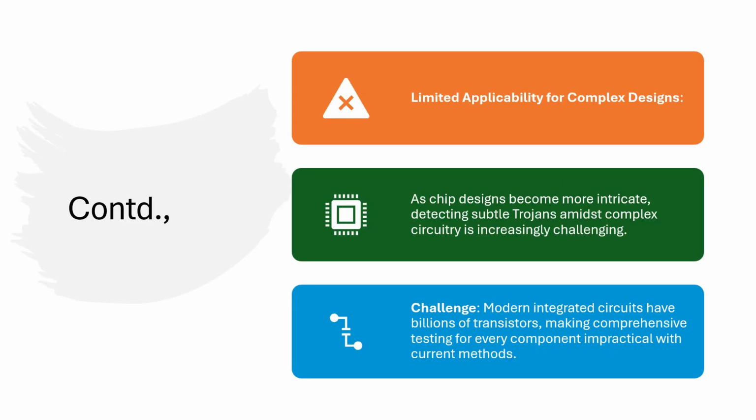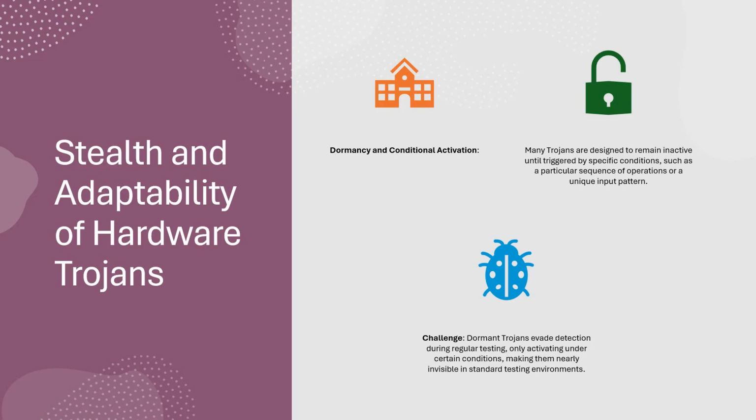Limited applicability for complex designs is the next challenge that we have. Chip designs are becoming more and more intricate. So detecting subtle Trojans amidst the complex circuitry is very challenging. In fact, that's more challenging than designing the chip. Modern integrated circuits have billions of transistors, so it is very comprehensive. Testing and identifying the Trojans inside that is going to be very troublesome and challenging.